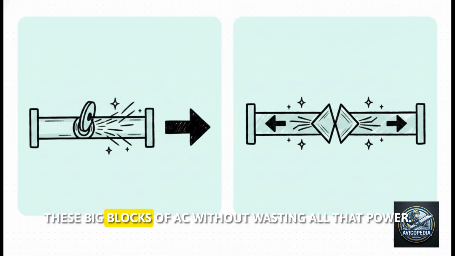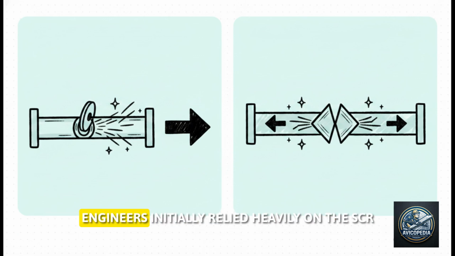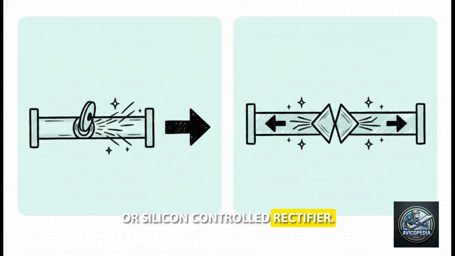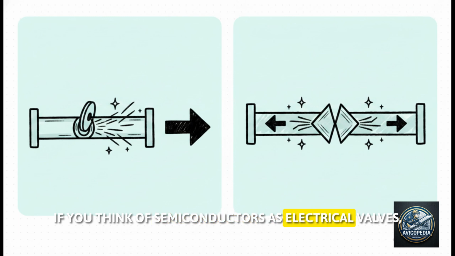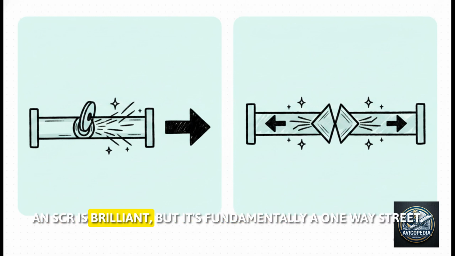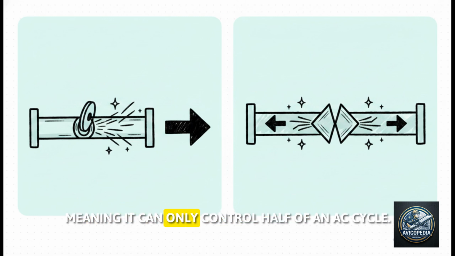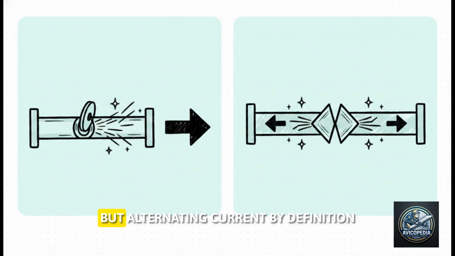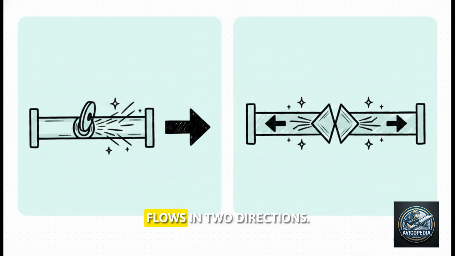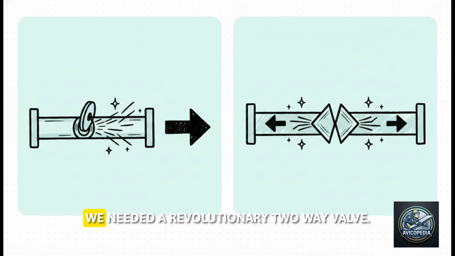To control these big blocks of AC without wasting all that power, engineers initially relied heavily on the SCR, or silicon-controlled rectifier. If you think of semiconductors as electrical valves, an SCR is brilliant, but it's fundamentally a one-way street. It only conducts current in one direction, meaning it can only control half of an AC cycle. But alternating current, by definition, flows in two directions. So to achieve really fine, seamless control without wasting energy, we needed a revolutionary two-way valve.